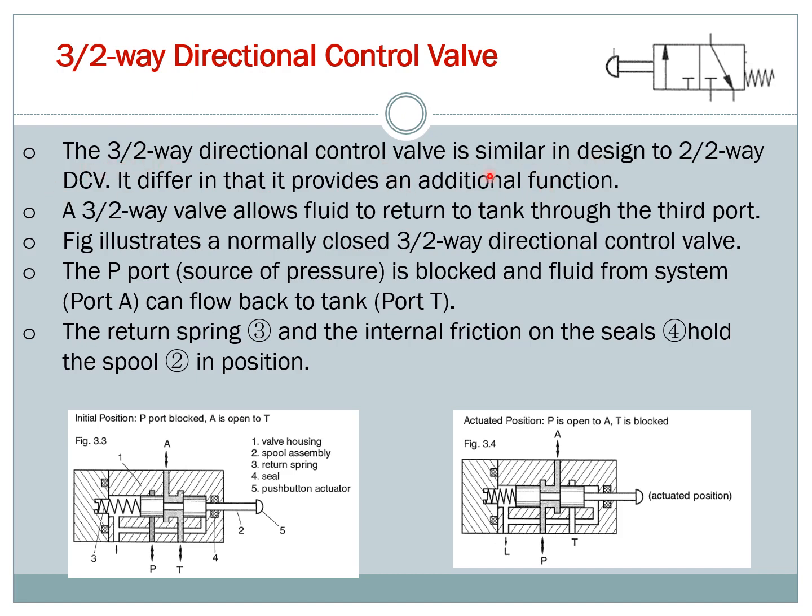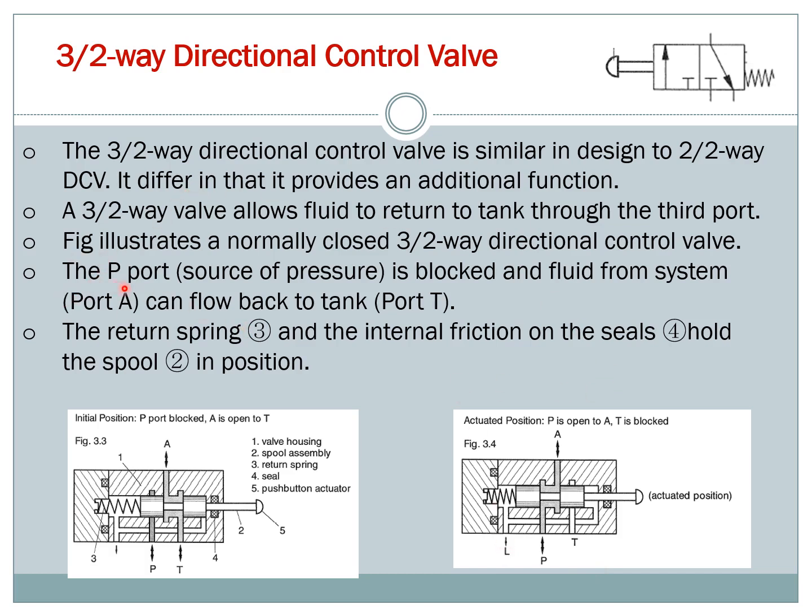Okay, so you can see, read the first. The 3/2 way direction control valve is similar in design to the 2/2 way direction control valve. The only difference is it provides an additional function, meaning you have an additional port. So the 3/2 way valve allows fluid to return to tank. Okay, so you can see the letter T here, meaning it is returning back. You cannot release the hydraulic fluid to the air or the surroundings, so it will be dangerous. So in hydraulics, all the excess oil must be returned back to tank. Okay, so you need to understand that.